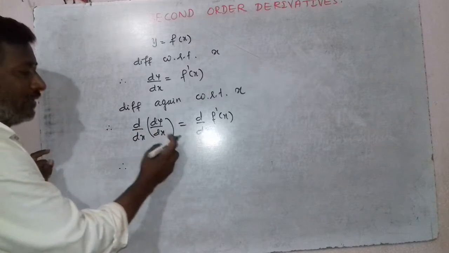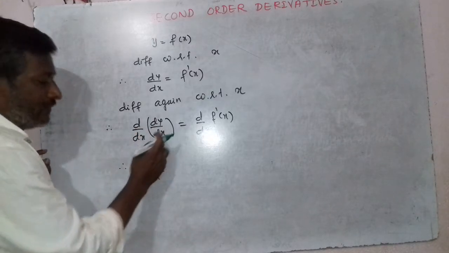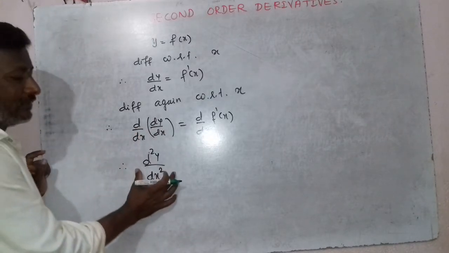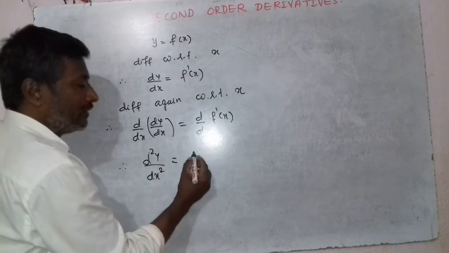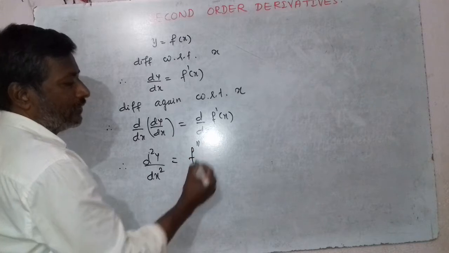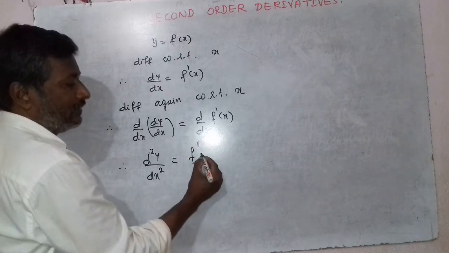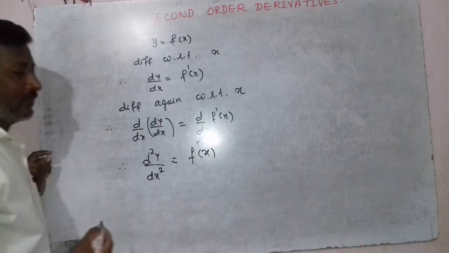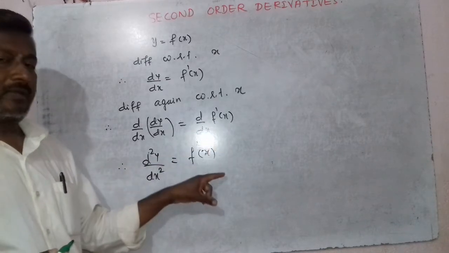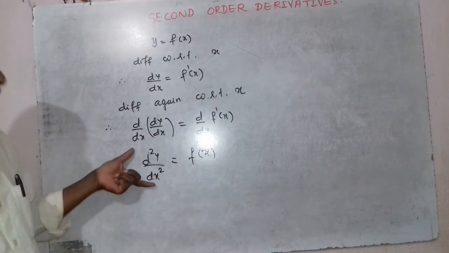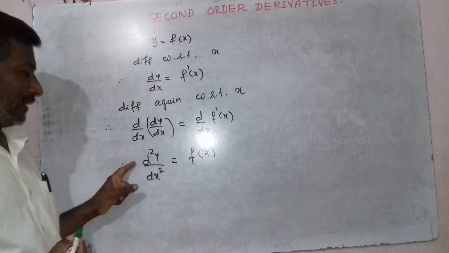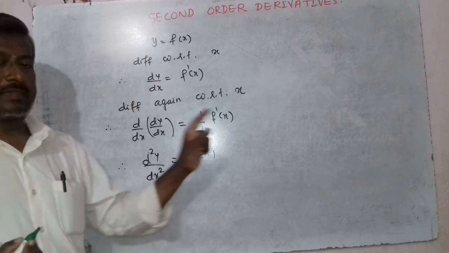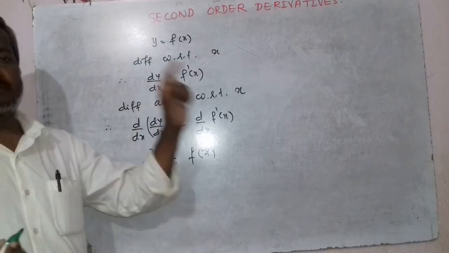So the derivative of the first derivative is the second derivative. Symbolically we can represent this as f double dash x: f dash x, then f double dash x. This is the second order derivative of the given function. Second derivative means second order, first derivative means first order.